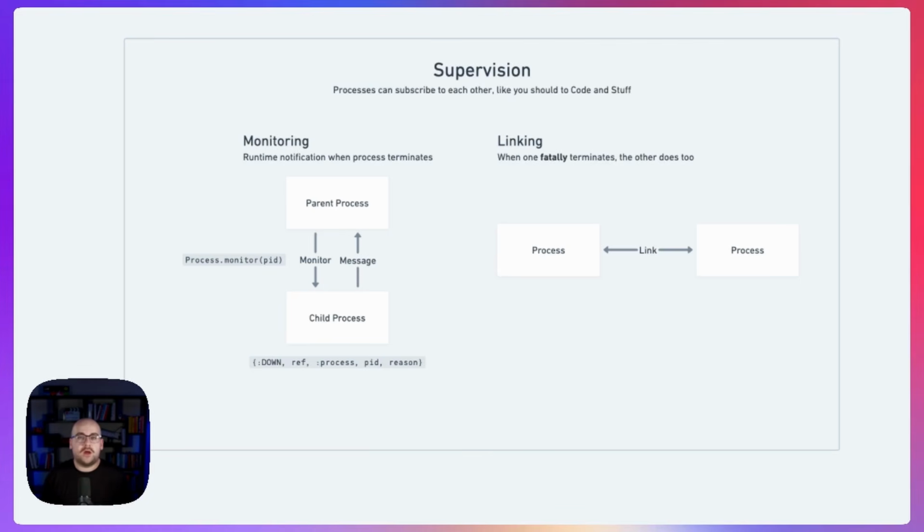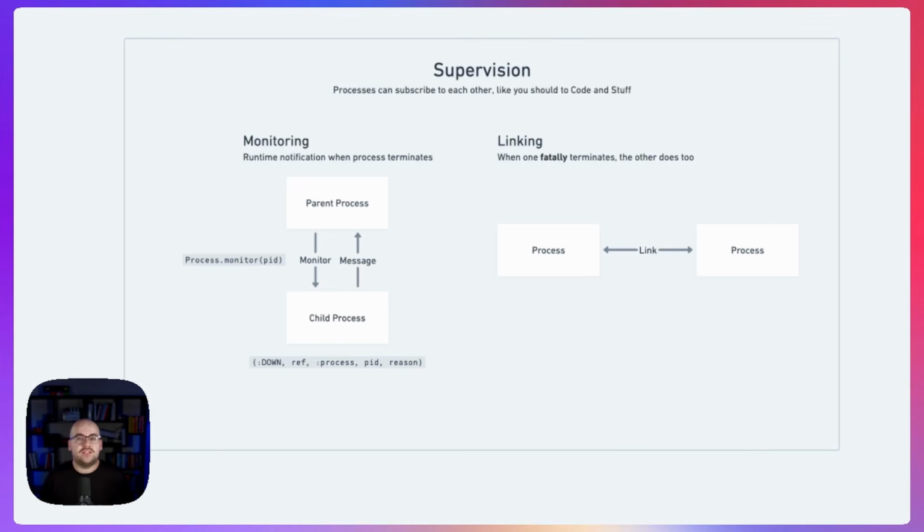The alternative to monitoring is linking, where two processes are tied together such that if one dies, the other probably should too. There's a distinction here though. A normal exit won't cause a linked process to terminate. So in practice, links are temporary while a process is doing work for another one.